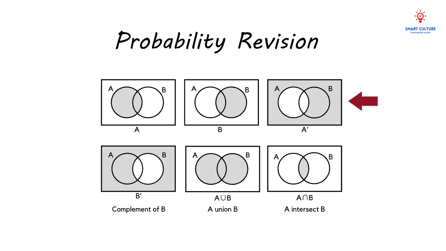So it is everything outside set A. Everything not included in set A comprises the complement of A, A prime. Let's move on to the bottom left. So here we have the complement of B. So as you can see, this shaded region represents the complement of B, as everything is included outside set B. Everything that's not in set B comprises the complement of B.